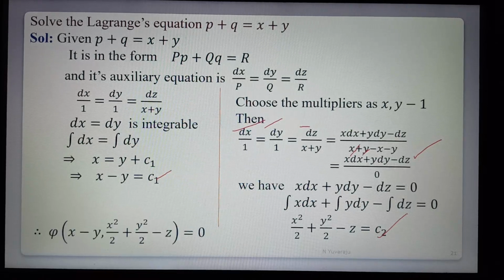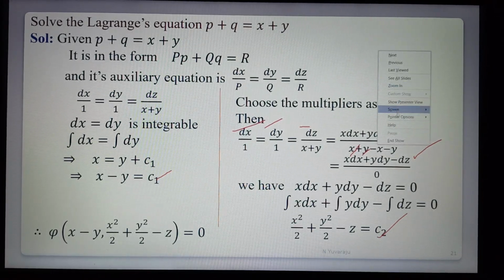Therefore the complete general solution is phi of x minus y comma x square by 2 plus y square by 2 minus z is equal to 0. So you may not need to use the multipliers only; by the method of grouping, using the first solution we can find the second solution, as in case 2, or otherwise you choose the multipliers. It is not compulsory, depending on the question you choose the multipliers, that's all.